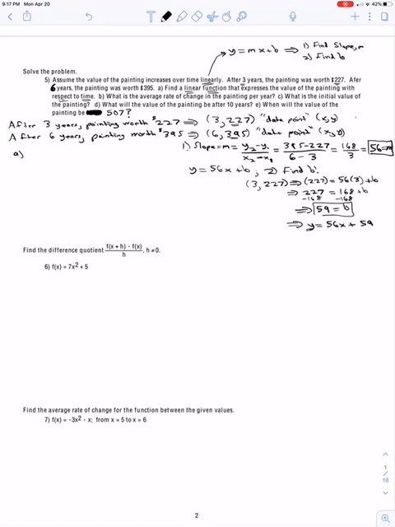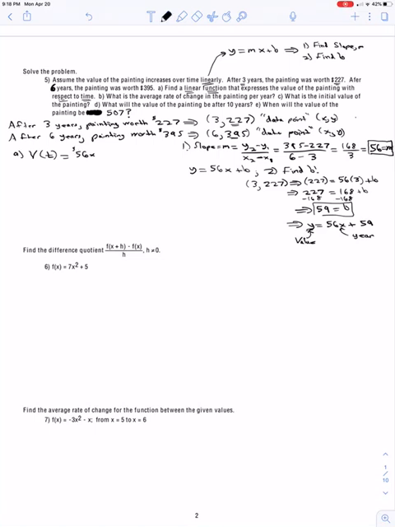So again, y represents the value of the painting, and x represents the year. Let's go ahead and write our function. I'm going to use a function name like v, the value of the painting after t years. So v of t is equal to 56x. That's $56 per year, our rate of change, our slope. So we want to write in our slope value.